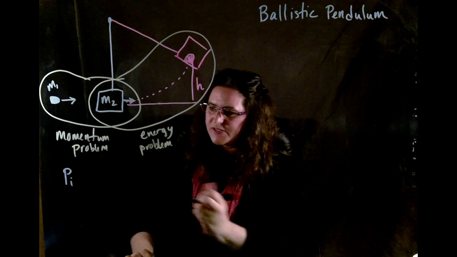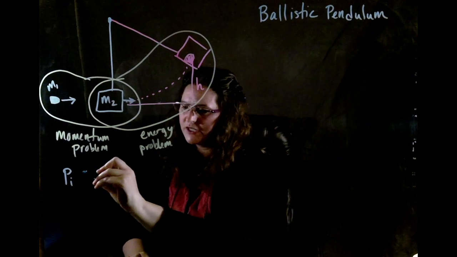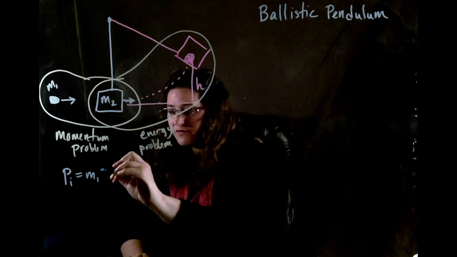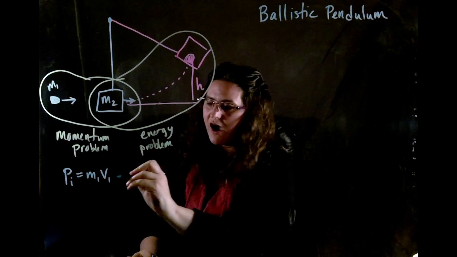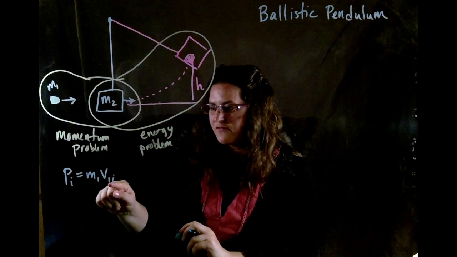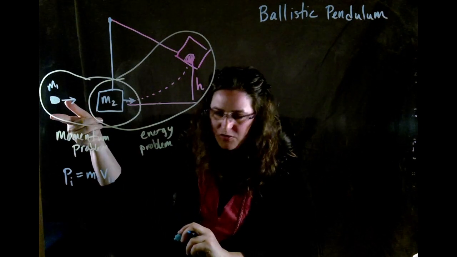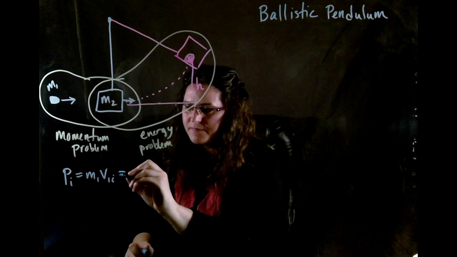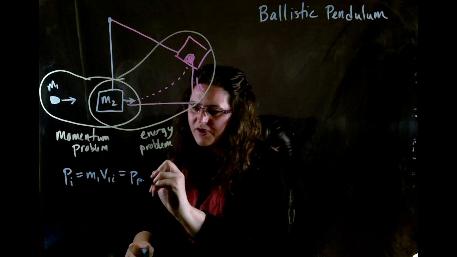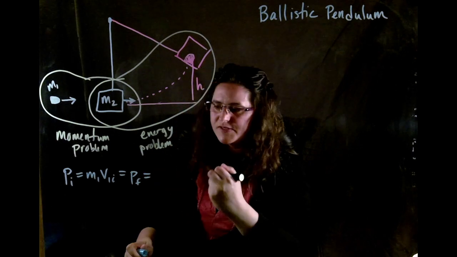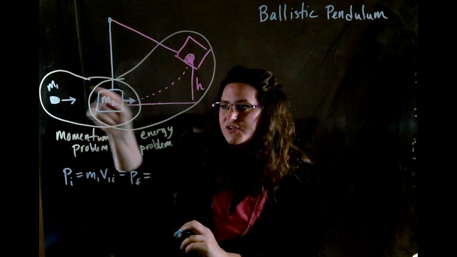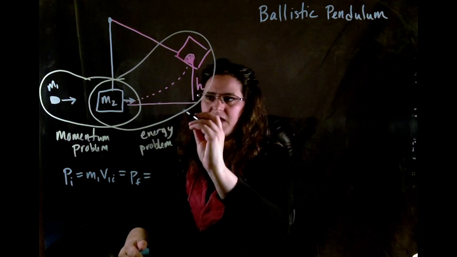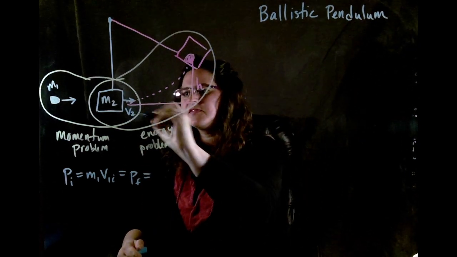The initial momentum is the momentum completely from the bullet: M1 V1I. It's the initial velocity for mass 1, which we're going to call the bullet. Now that is equal to the final momentum, and the final momentum is equal to the mass of the two objects together times their velocity. Let's call that V2.